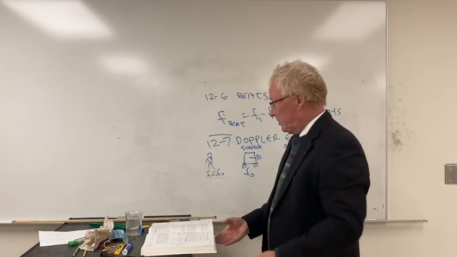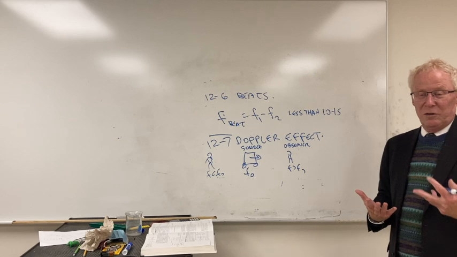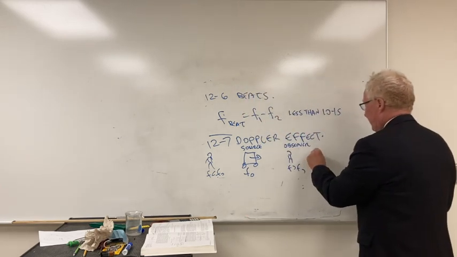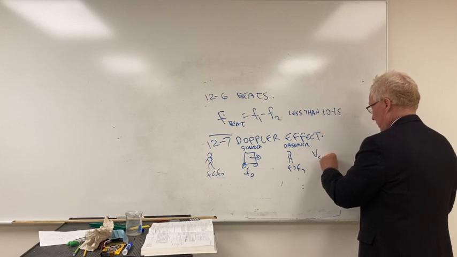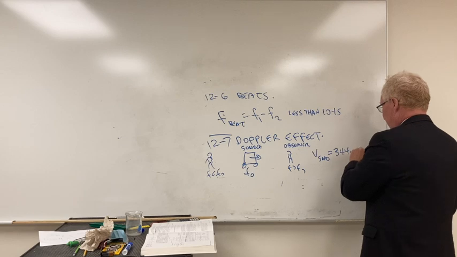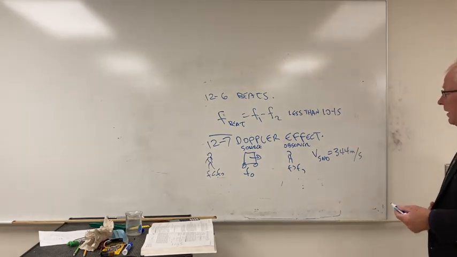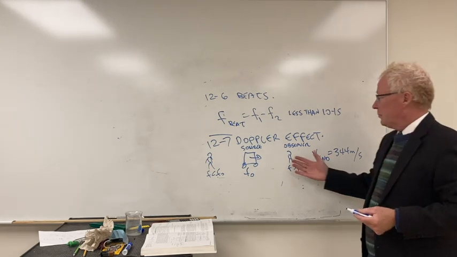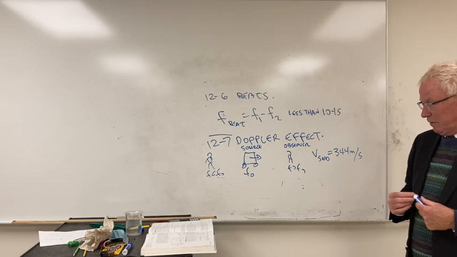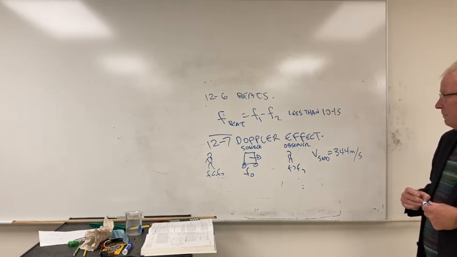So we've already discussed these. You have the equations related to that, so be careful what you are doing. And in all of these, the speed of sound is generally 344 meters per second, right? And then there's the speed of the observer and the speed of the source. Okay, so that's section 12.7.